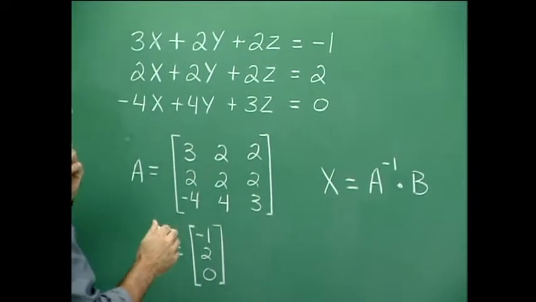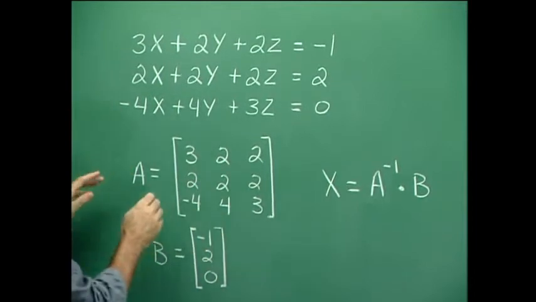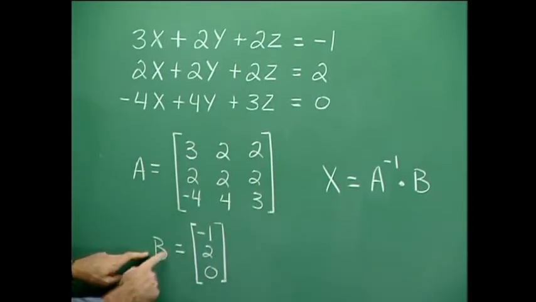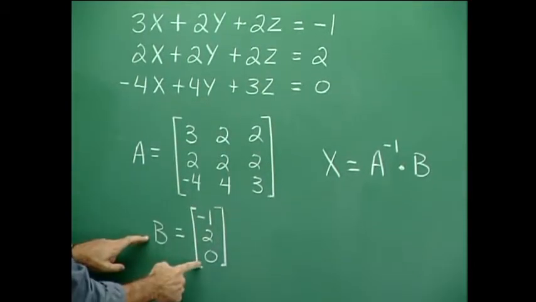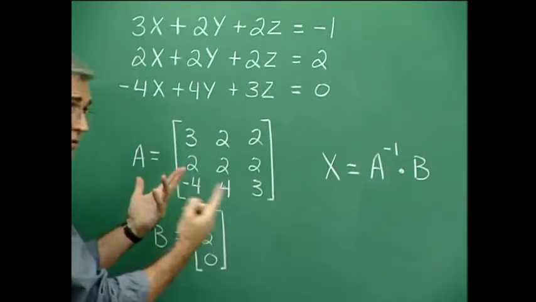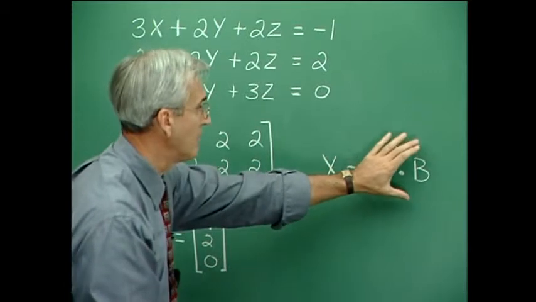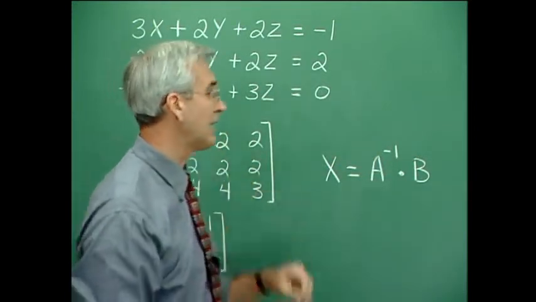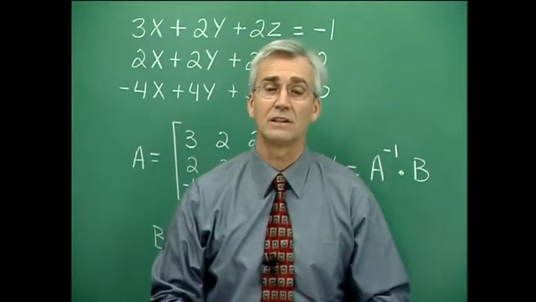Well, let's see. Now, using the calculator, we're going to identify matrix A as this matrix. Matrix B is the matrix consisting of the constants. And the answer matrix will be A inverse times B. Turns out that the hardest part of this using the calculator is just entering the items in matrix A. Let's have a look.